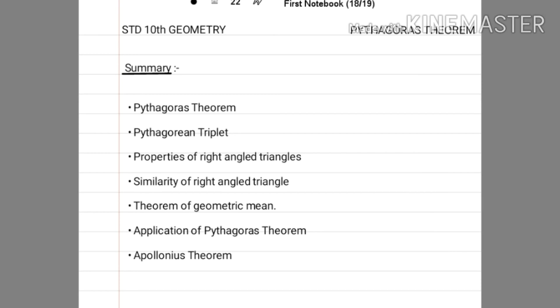The next is the Apollonius theorem. In Apollonius theorem, we got the relation between the median of the triangle and the sides of the triangle. So this is what we have learned till now, and these are the topics for this chapter.